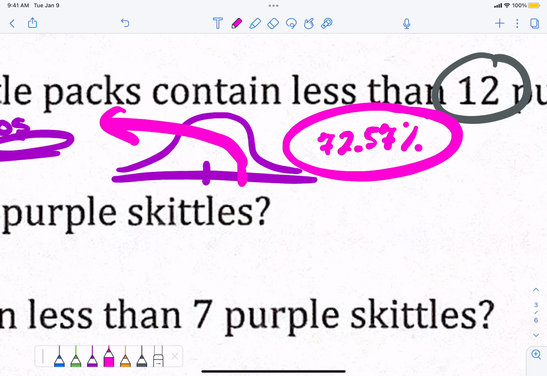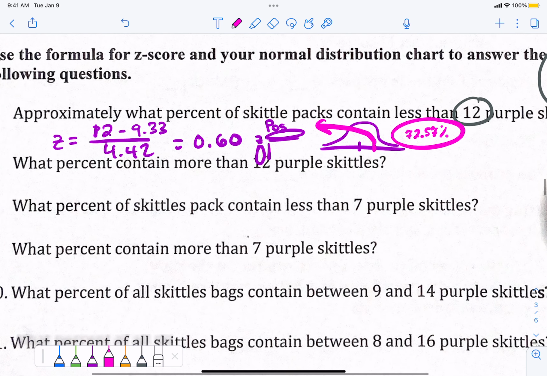Is this making sense in your brain, like how this works? Okay. What percent contain more than 12 purple Skittles? Subtract that from 100.